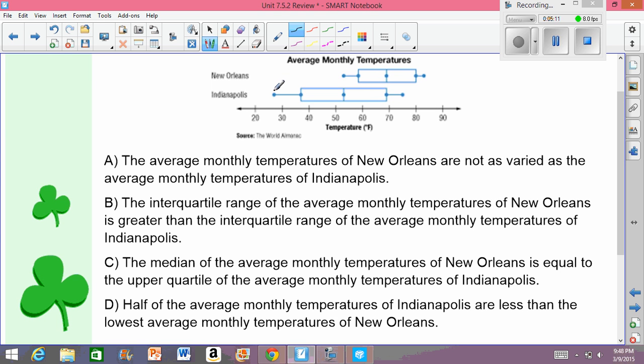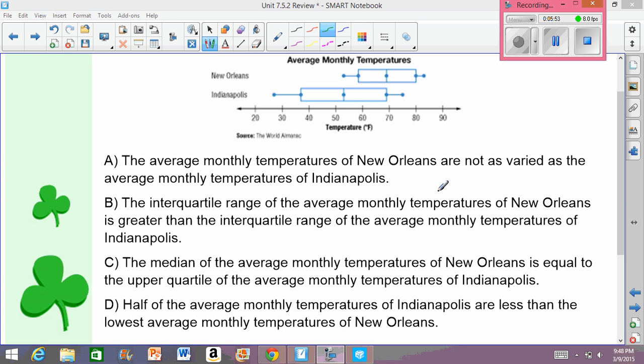Remember, the dot to the far right is your lower extreme, lowest piece of data. This dot right here represents our lower quartile, which is the median of the lower half of data. Our median is the line that's somewhere inside our box. Then we have the upper quartile, which is the median of the upper half of data. And the last dot represents our upper extreme, our largest piece of data. So now we can go through and start analyzing and checking to see if the question is true or false.